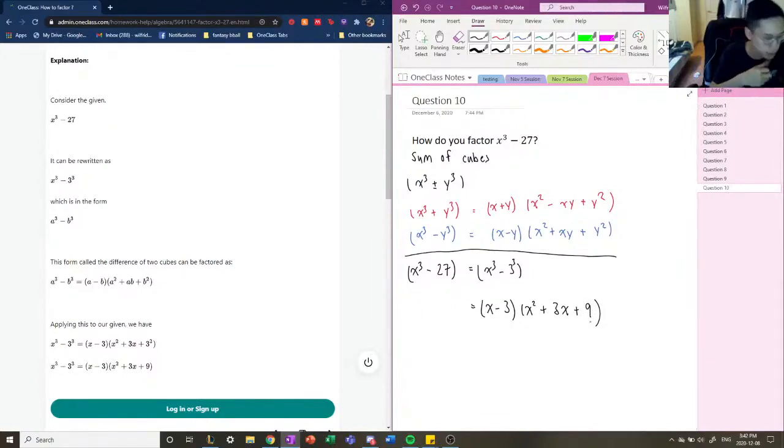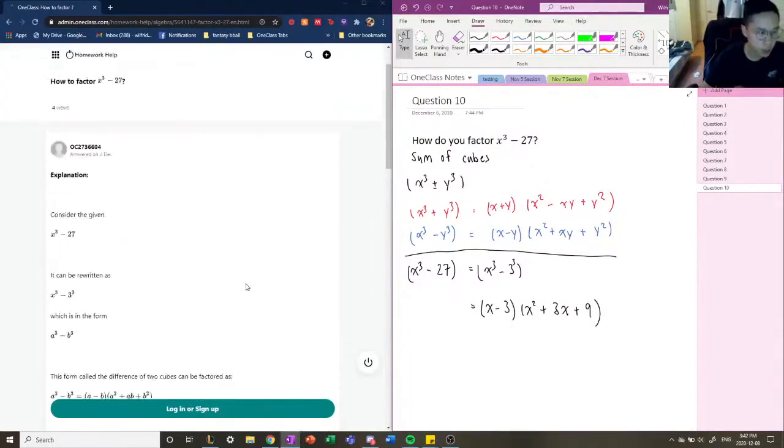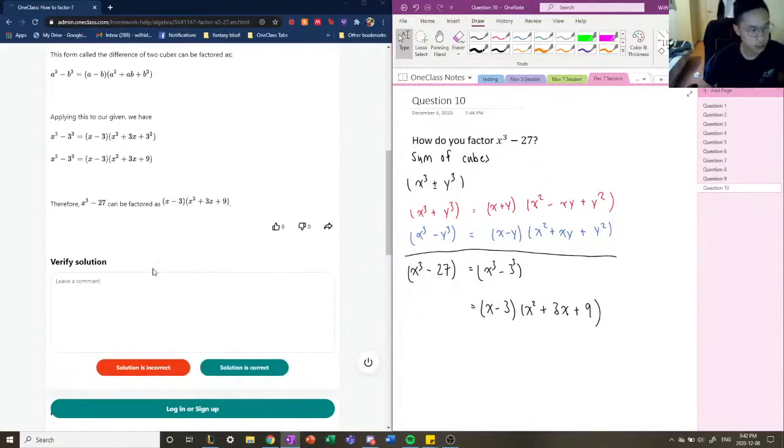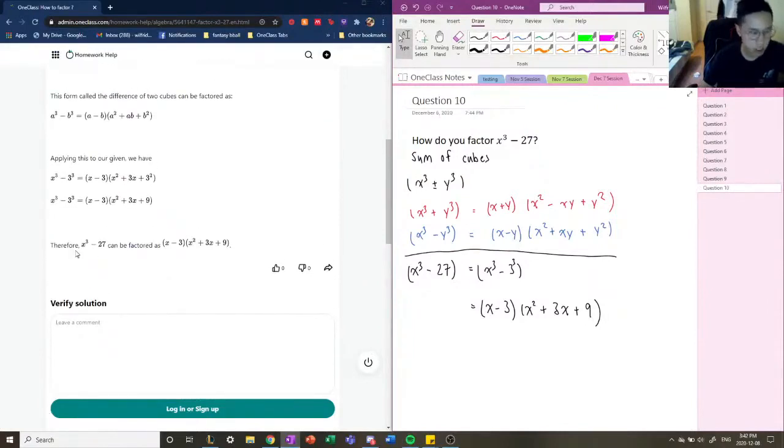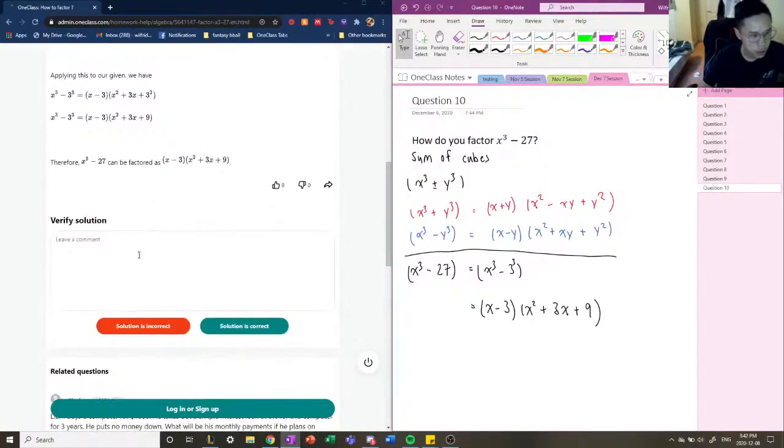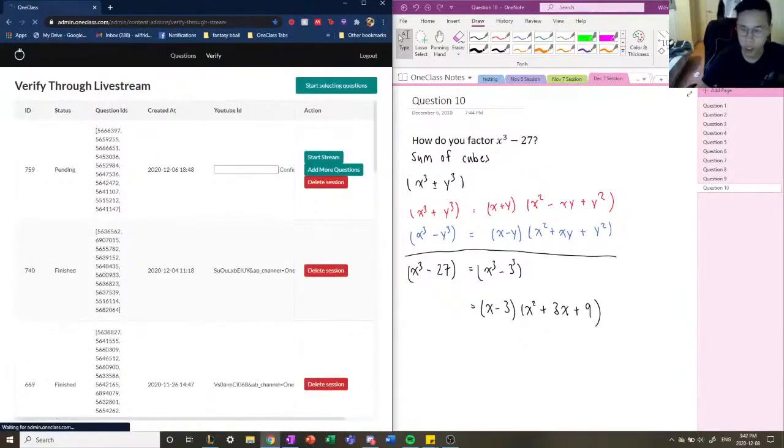That's pretty much it. So that's how you factor cubic polynomials, I guess you can say. And the junior tutor got it correct. So this solution is correct. Good. Cool. All right.